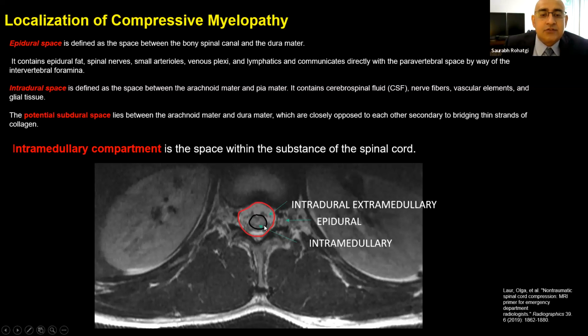The central space is the intramedullary space. This is the space which is described within the substance of the spinal cord. So you have the epidural space, you have the intradural extramedullary space, and then you have the intramedullary space.